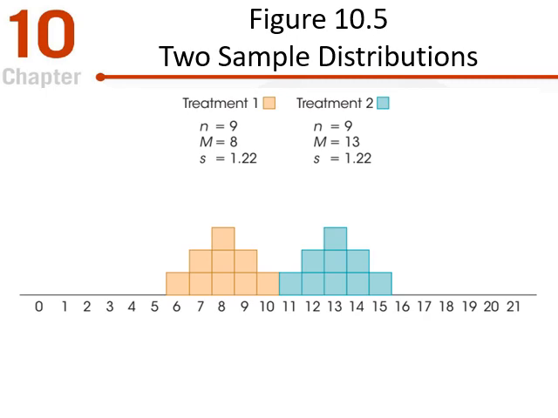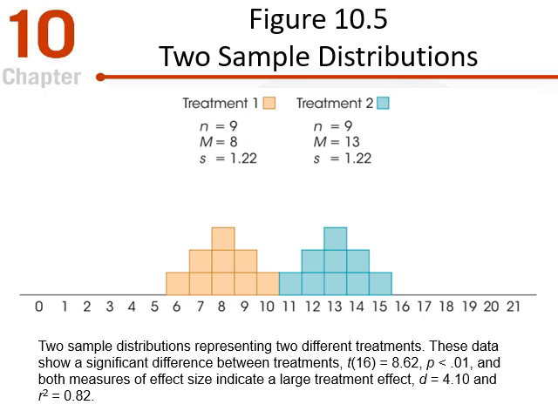Again, here's one final example of two different samples. Treatment 1 is taken from a population that has a sample of 9 people. The mean is 8, and S is equal to 1.22. For treatment 2, which has 9 people, the mean is 13 and S equals 1.22. Go to your equation sheet, see if you can solve this problem. You can pause this video while you do so.